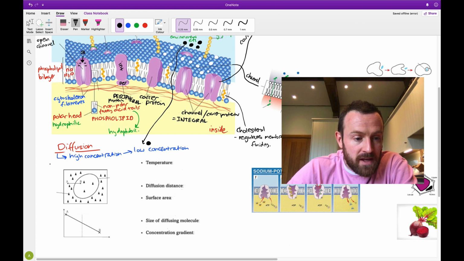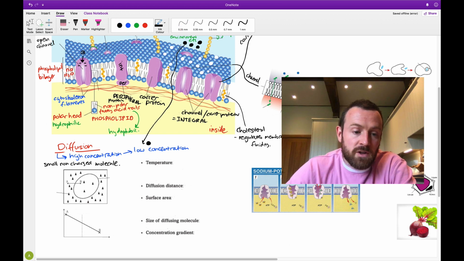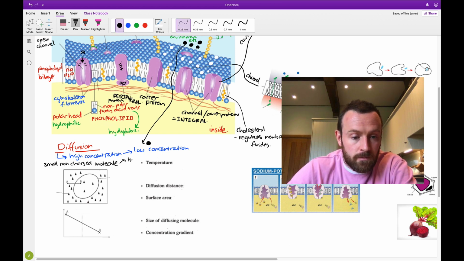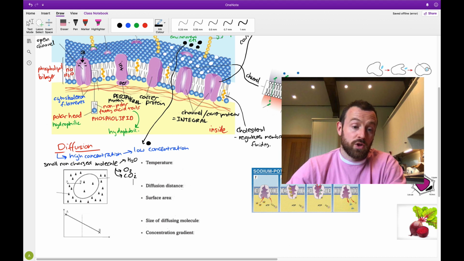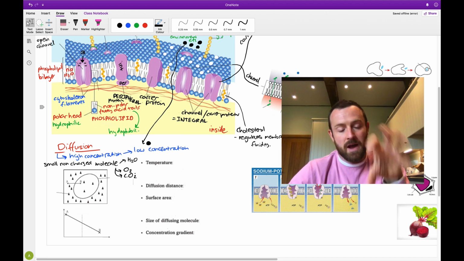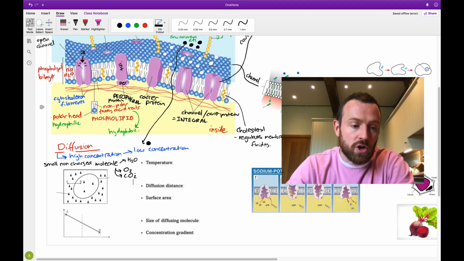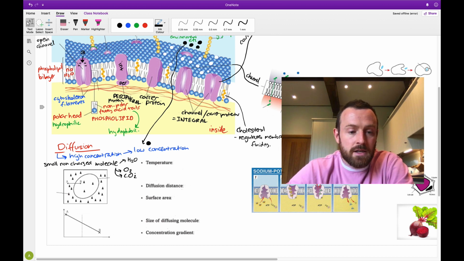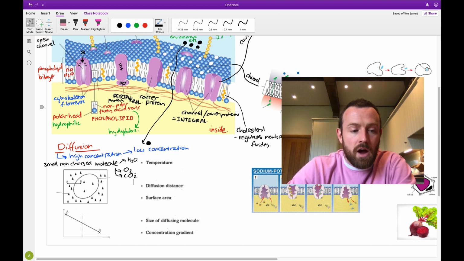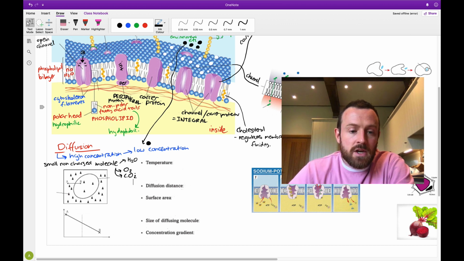If it is a small, non-charged molecule, okay? So, for example, water can do that. Oxygen gas, O2, CO2 gas. Those are all small molecules, but they're not charged. They might be polar, but they're not charged. So small non-charged molecules can. If it's a charged molecule like an ion, it's not going to do it, okay?